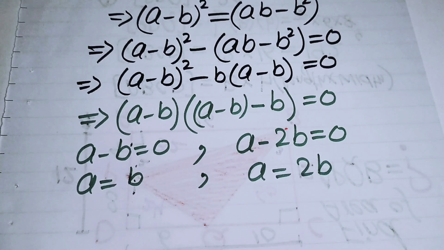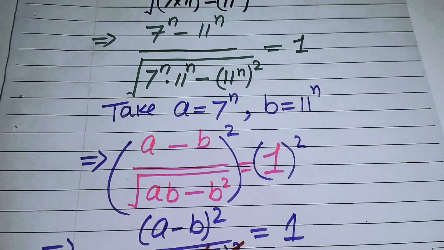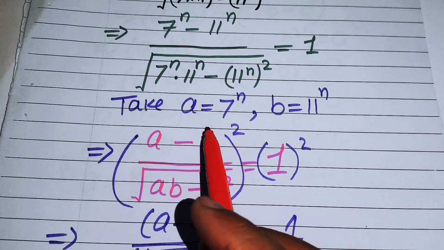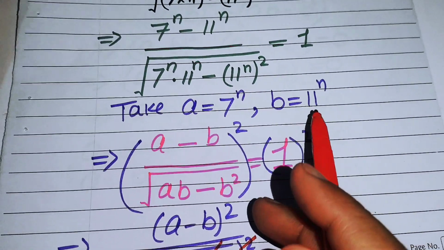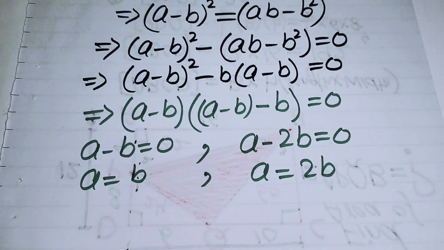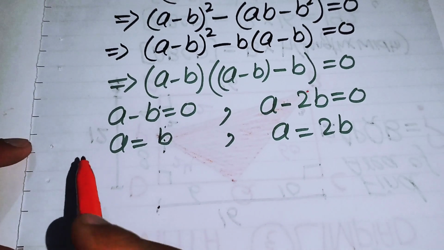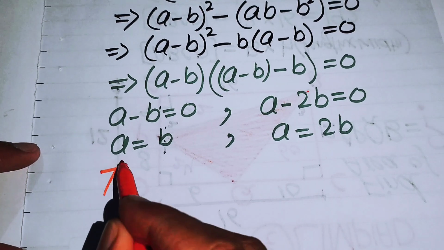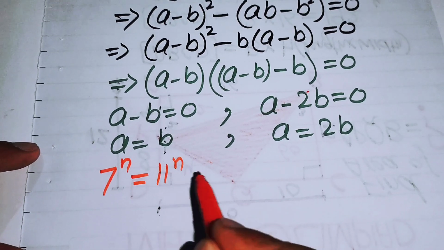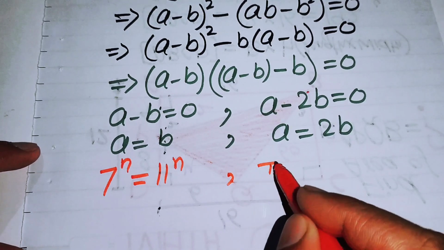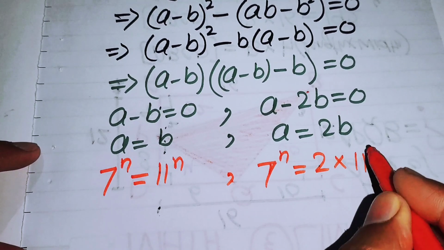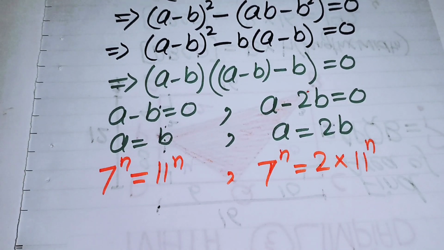And now in the start of the problem we took a equals 7 to the power of n and b equals 11 to the power of n. So we will back substitute these two values here. So when you put a equals 7 to the power of n and b equals 11 to the power of n, and similarly here we write 7 to the power of n equals 2 multiplied by 11 to the power of n.